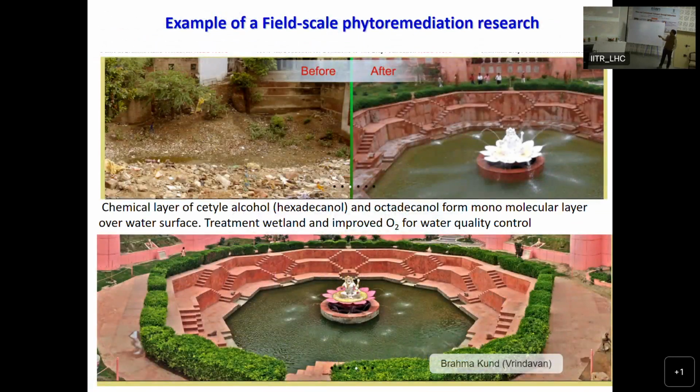Now this is the last example where I'm showing the application of this phytoremediation technique in the field. How many of you have visited Mathura and Vrindavan? Or at least some of them.